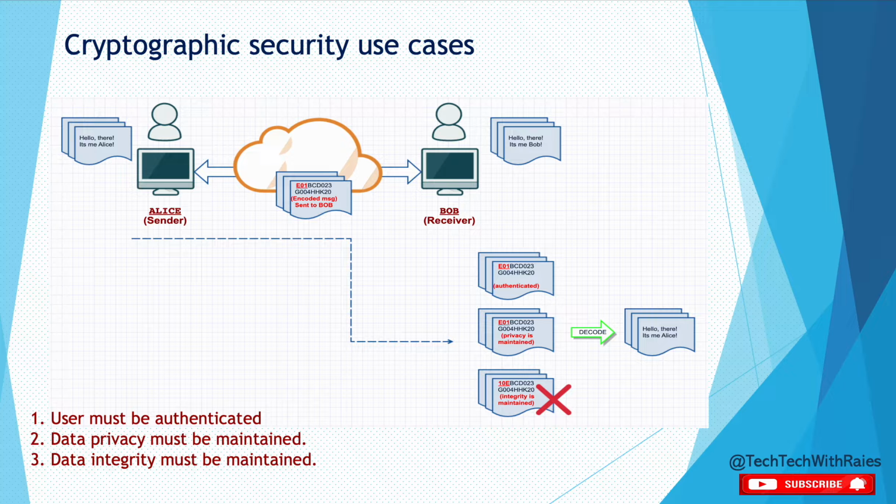In this slide we'll discuss different use cases of data security. In cryptography, what kind of security can be provided to the data, this message? In this pictorial diagram we'll try to understand. There are two parties, one is Alice, the sender, and another is Bob, the receiver. This particular message, "Hello there, it's me Alice," needs to be sent successfully to the receiver, and the receiver should successfully receive it.